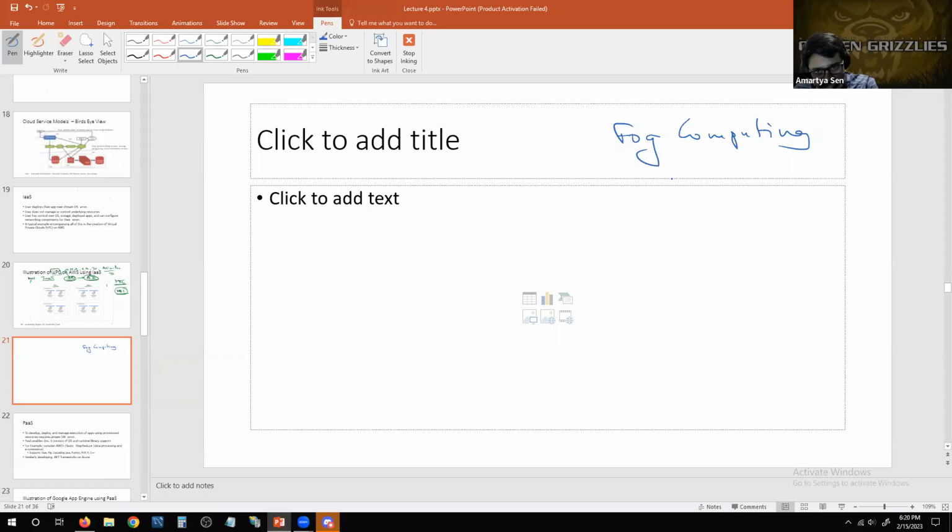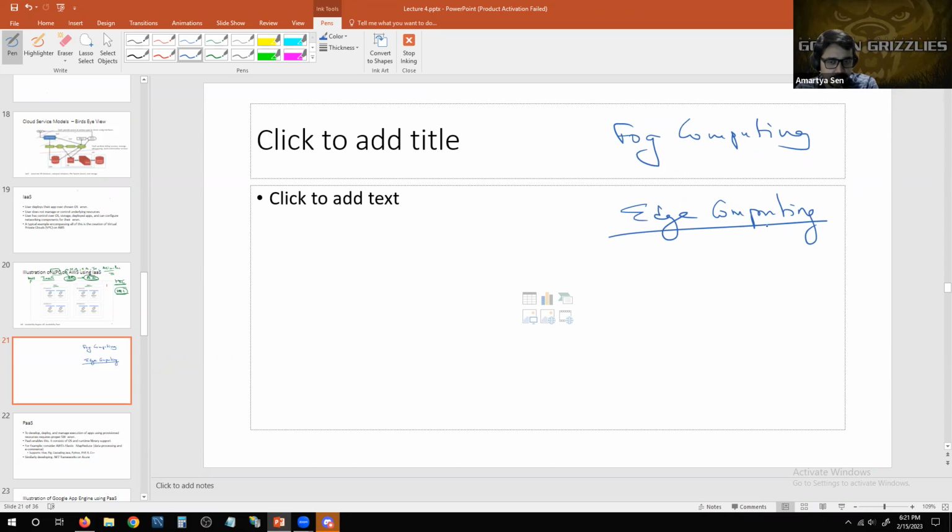So then we had this fog computing, and fog computing, you know, wasn't a hit, so to speak, with the community. But what became a hit is basically this paradigm here, which is known as edge computing.